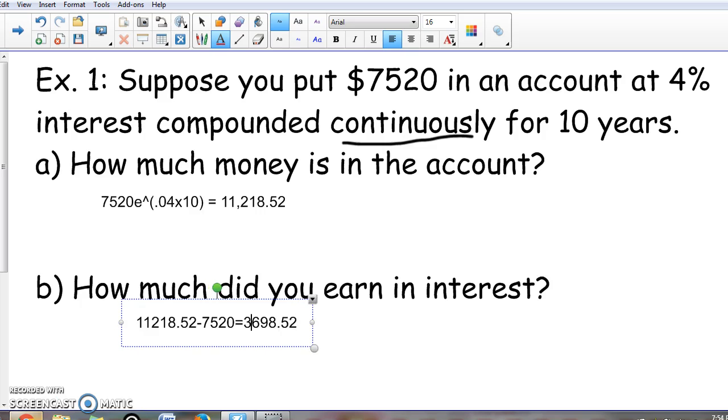Okay, so those are my two answers. This is the answer for part B. This is the answer for part A. I made this much in my account after 10 years. That's how much I have. This is how much I earned in interest. Okay, so that's problem 1.